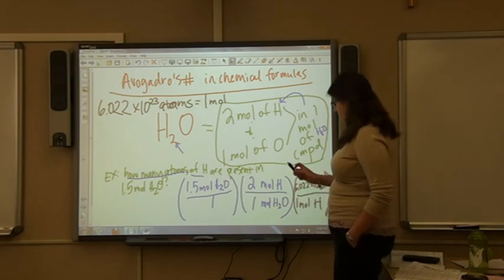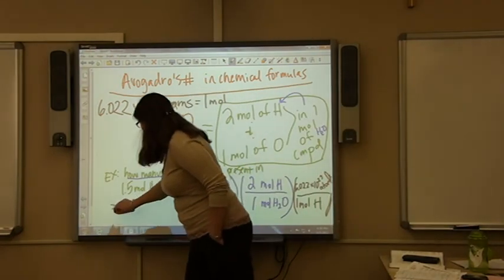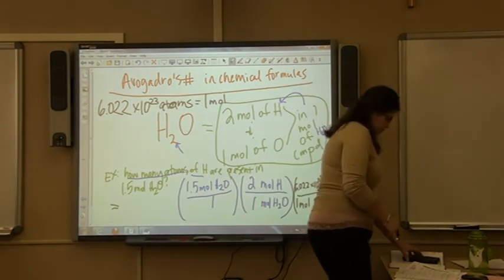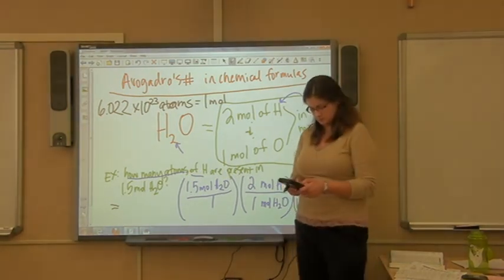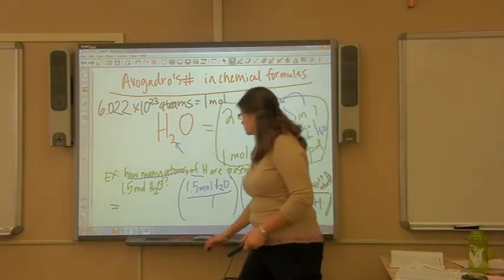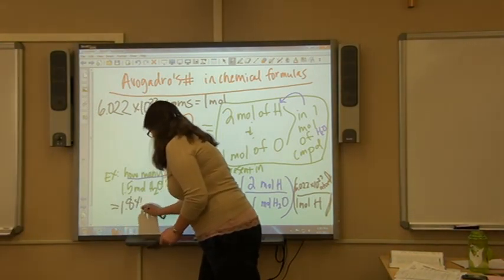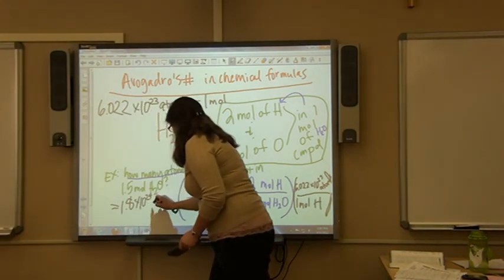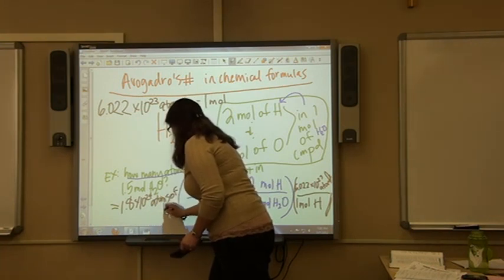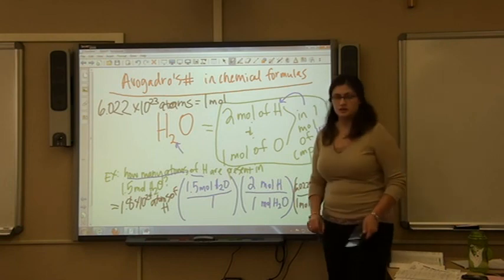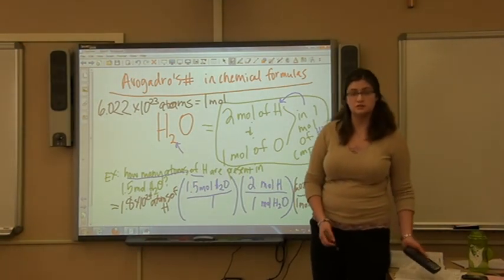So if you do the math, you'll find that there are 1.8 times 10 to the 24 atoms of hydrogen in 1.5 moles of water.